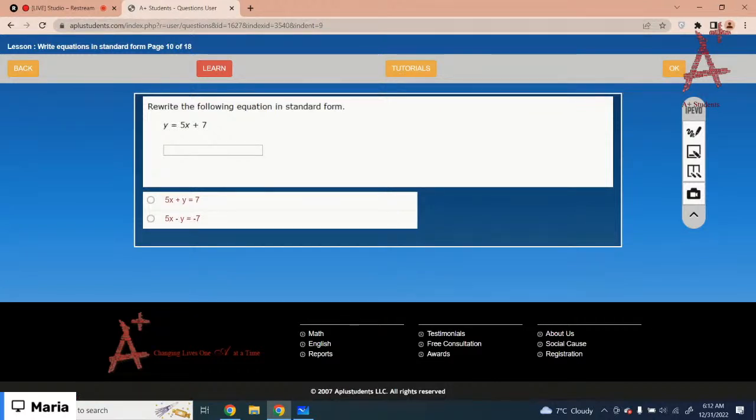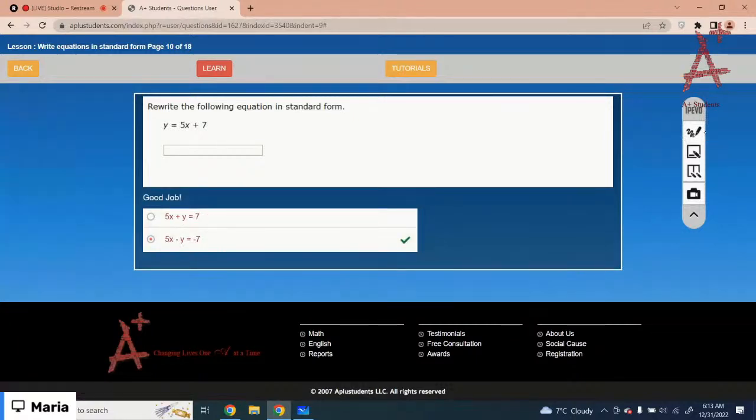Rewrite the following equation in standard form. Y equals 5x plus 7. So which of the options is the correct one? Option number 2 is the correct option. Got it? Just select the correct option, then click on the OK button.